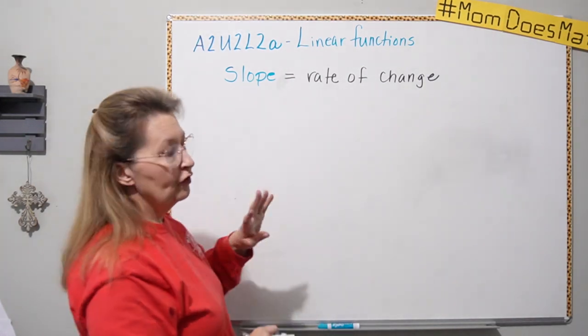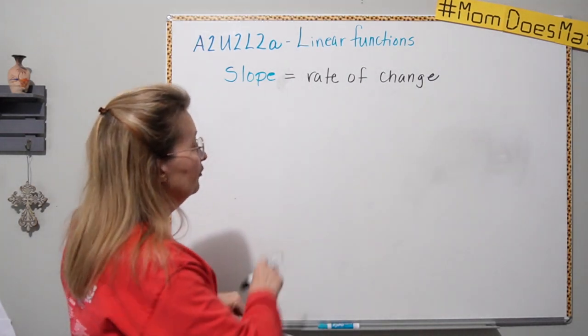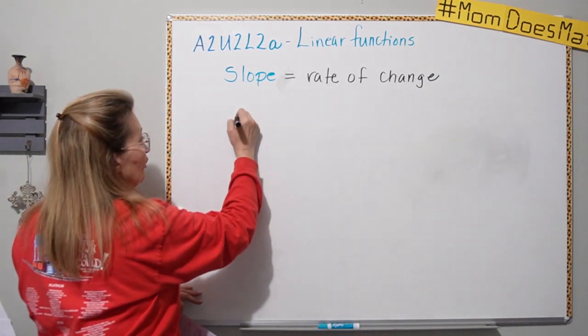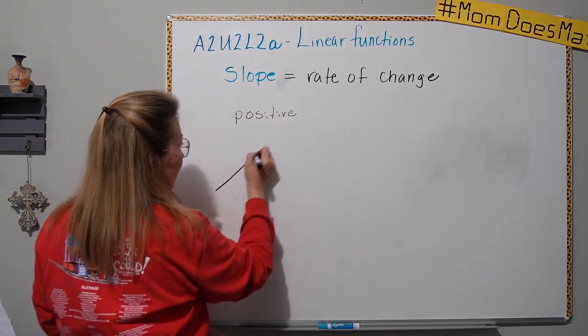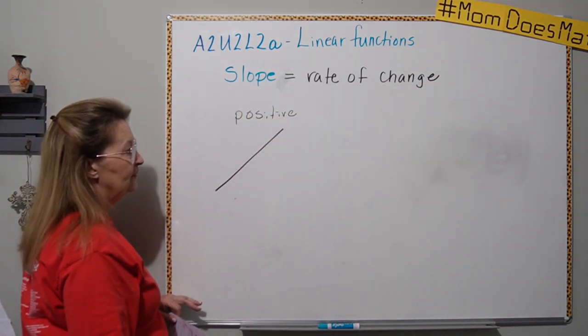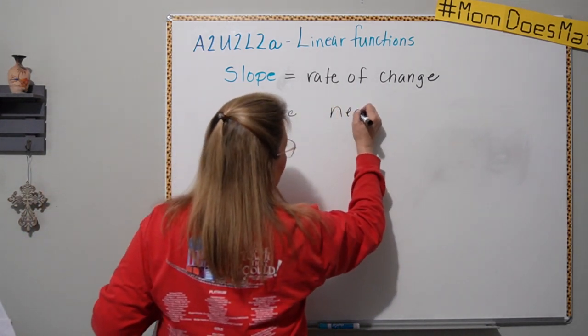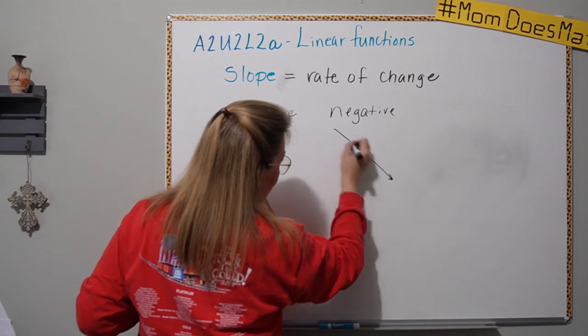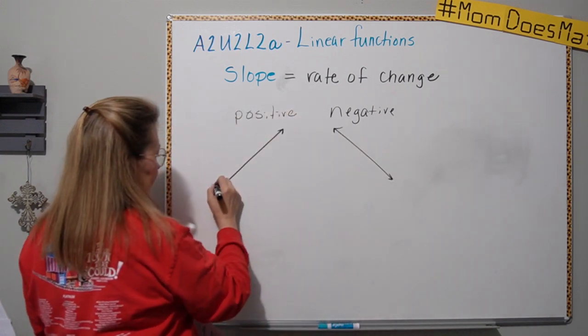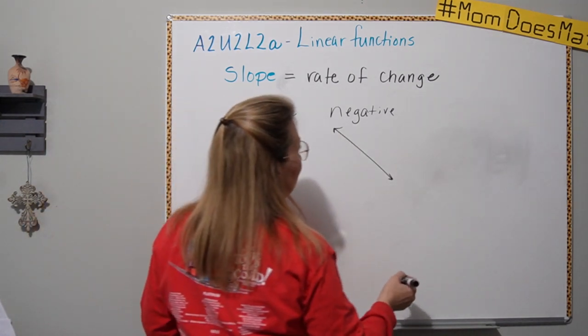Slope can also be referred to as the rate of change because it's how fast whatever you're graphing is changing. And there are 4 types of slope or 4 types of change. The first one is if you have a positive slope and your line's going to look something like that. Then if you have a negative slope, well, it's going to go in a downward direction like that. Okay, what about the other two now?